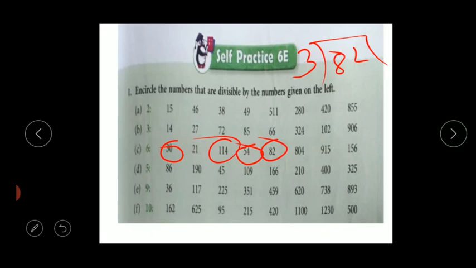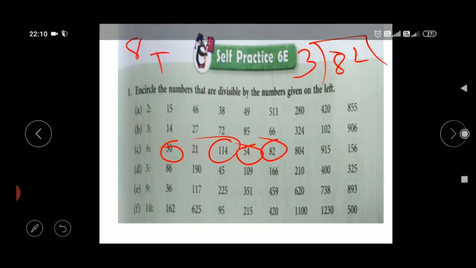So whether 804 is divisible by 6 or not, you have to check by, first of all, checking with 2. 804, yes, it is divisible by 2 because in the ones position it is an even number. So 804 is divisible by 2. Now you have to check whether it can be divided by 3 or not. To check that, what you need to do is add the digits.